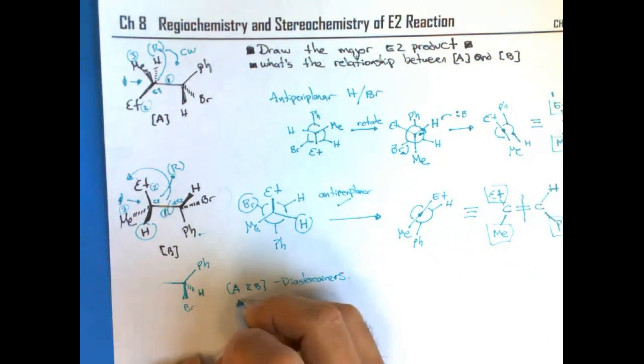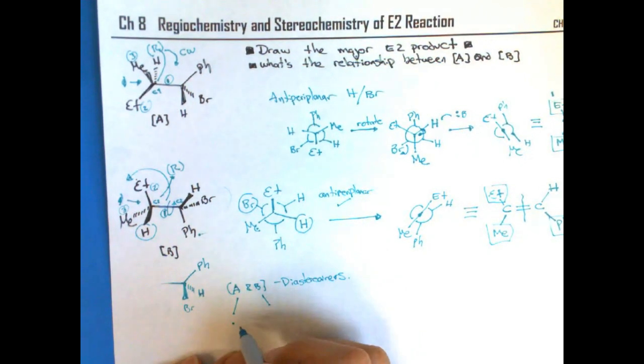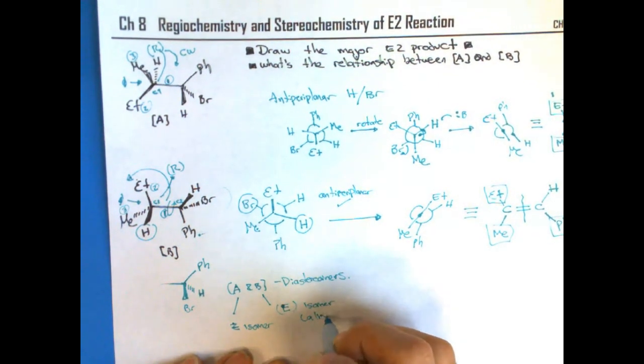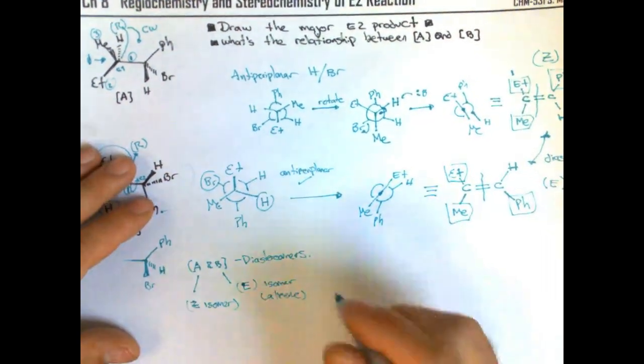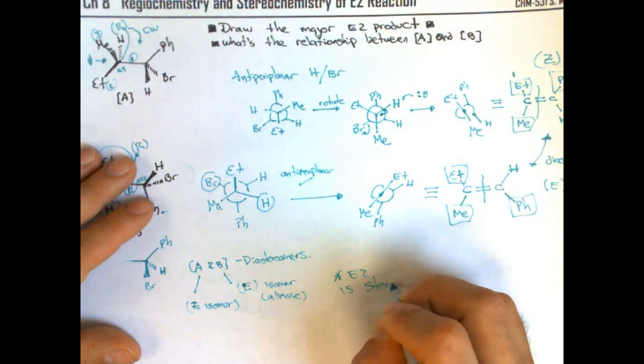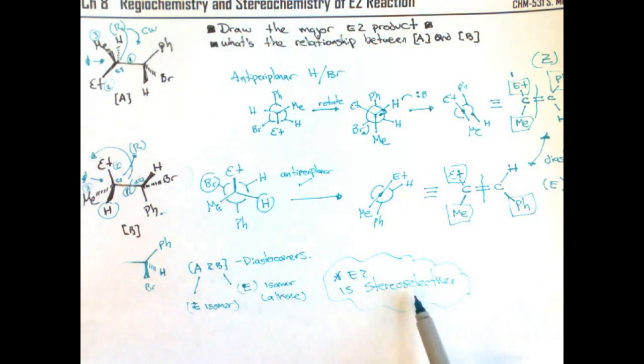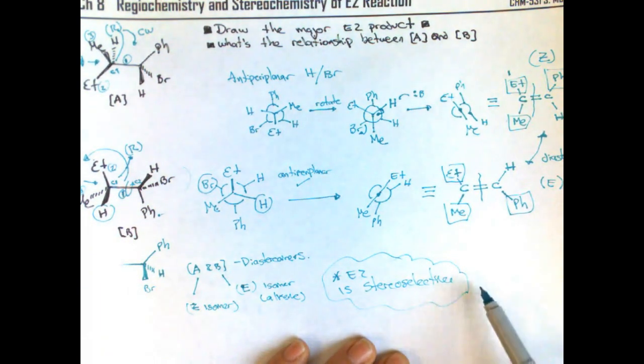And notice that this A gave rise to the C isomer, whereas B gave rise to the E isomer of the alkene. And so this is exactly the meaning of a stereoselective reaction. E2 is stereoselective. One particular stereoisomer would give one isomer as preferential.